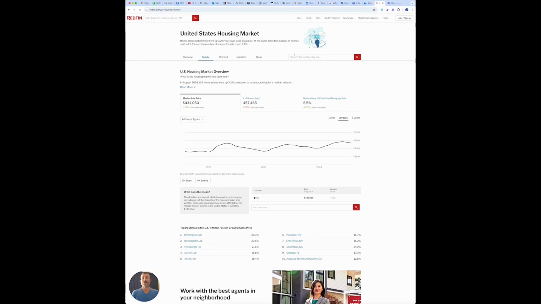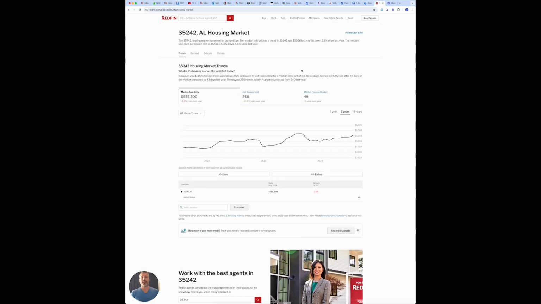Now that we're in US housing market, we're going to type in a zip code to get an idea of what is happening in the market you're looking at. Redfin's going to give you a quick synopsis of the market. Home prices are down 2.5% compared to last year, selling for a median price of $556,000, and on average, homes are selling after 49 days compared to 43 days last year.